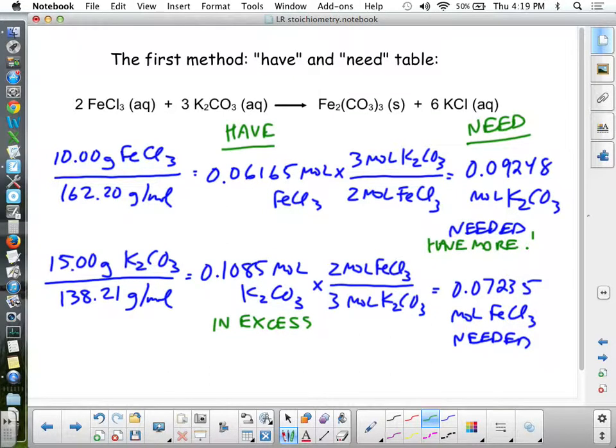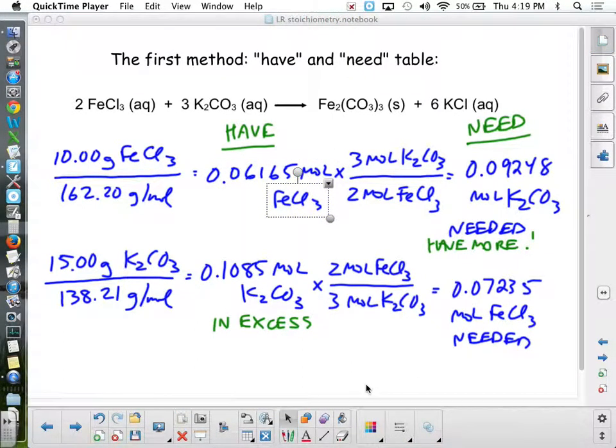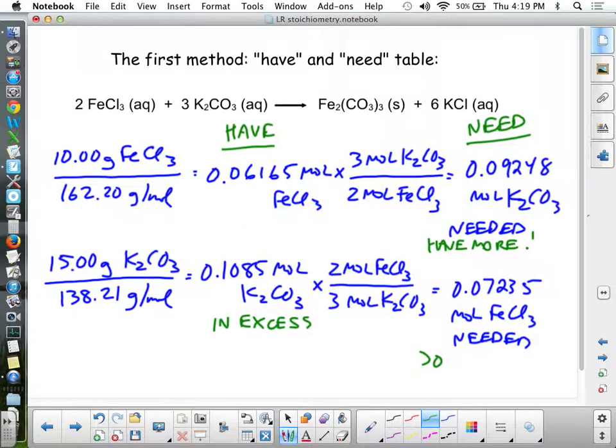Let's just confirm. I need 0.07235 moles of iron 3 chloride to use up all the potassium carbonate, but I only have 0.06165 moles of iron 3 chloride. Okay? So I can say I don't have that. So that tells me that iron 3 chloride is my limiting reactant.